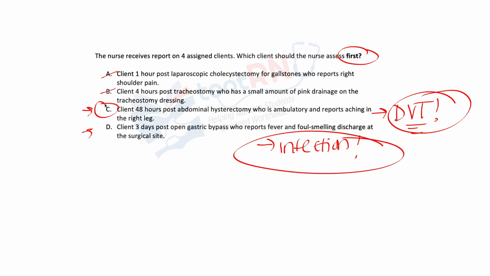So when we stack C and D next to each other, that DVT that could turn into a pulmonary embolus is more of a priority than somebody who might be experiencing an infection. So in this question, C is the correct answer.